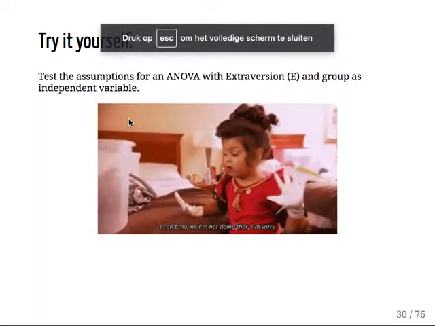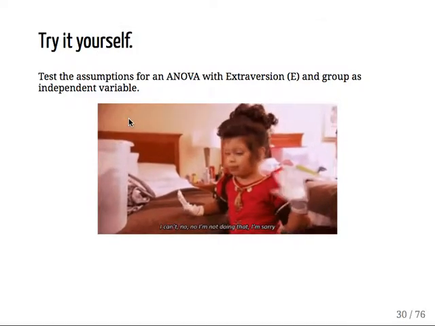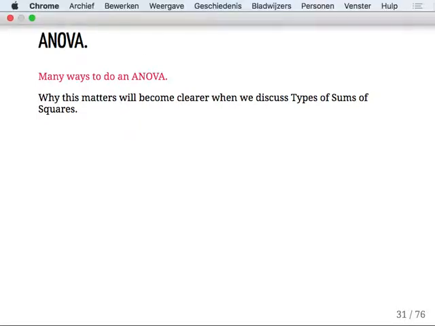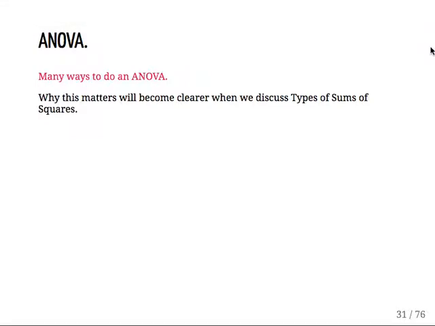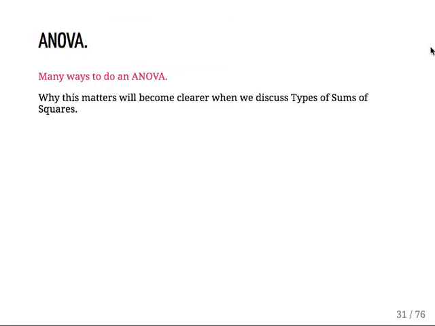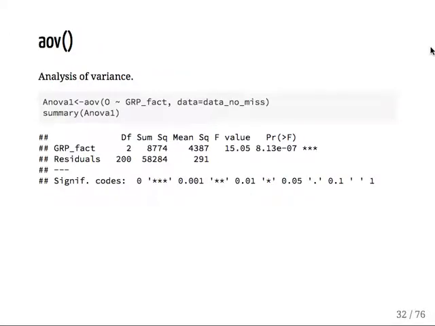So I'm going to carry on where we left off. I think most of you managed to get to the solution. Now we've tested the assumptions. There's many ways to do an ANOVA in R, and so I'm going to teach you a couple. And why this matters will become clear when I discuss the different sums of squares, which are different ways in which you can have types of sums of squares. So there's many ways to do it. I'm going to run you through some solutions. I'm going to tell you how they're different.